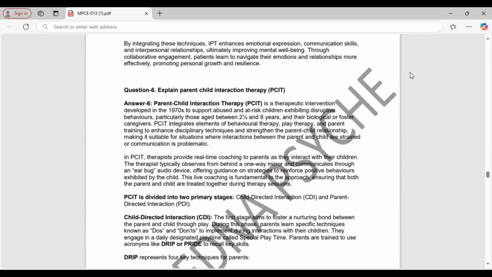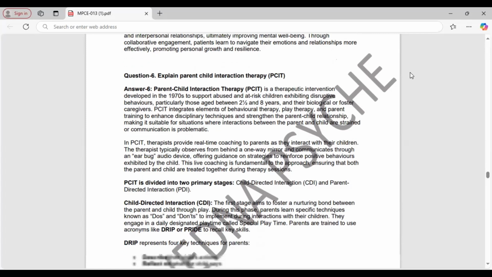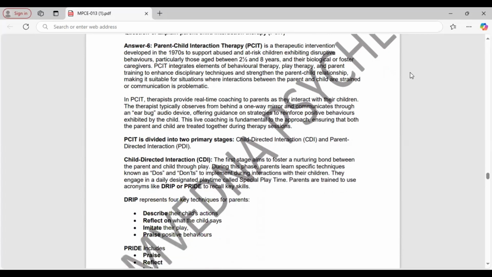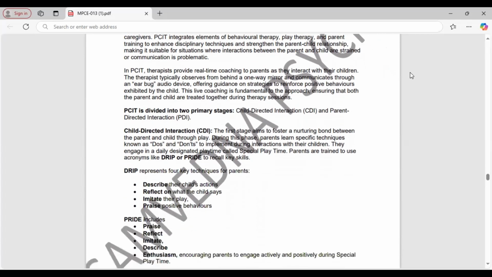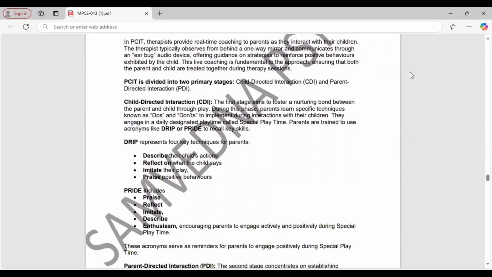PCIT involves real-time coaching from therapists who observe interaction through a one-way mirror and guide parents using an audio device. This live coaching is essential, ensuring that both the parent and the child participate in the therapy sessions together. The therapy consists of two main stages: child-directed interactions or CDI and parent-directed interactions or PDI. The child-directed interaction aims to strengthen the parent-child bond through play techniques.